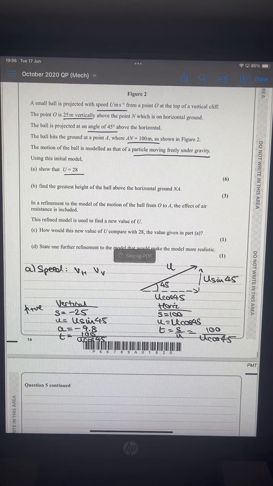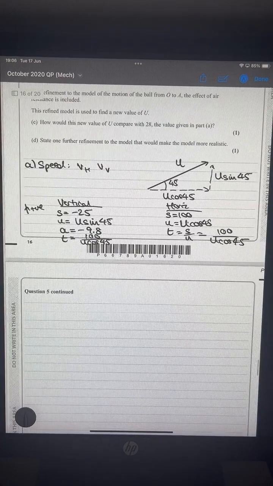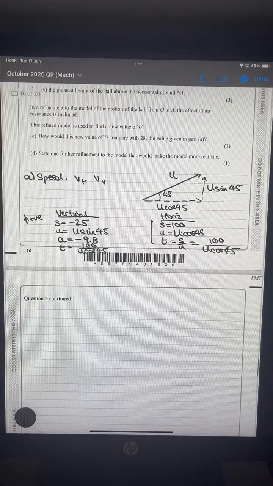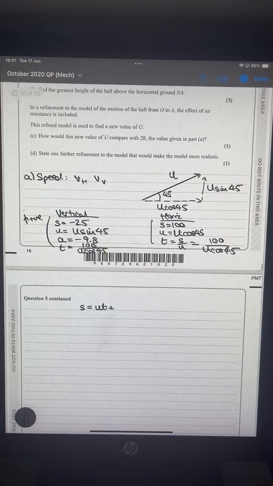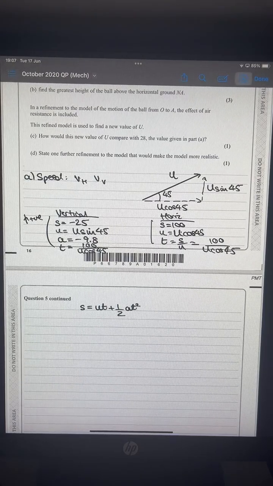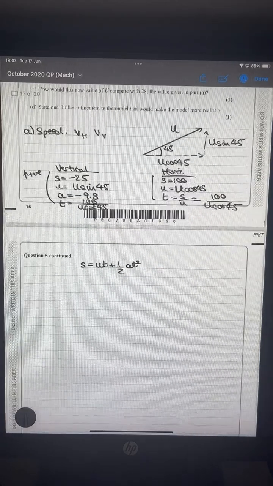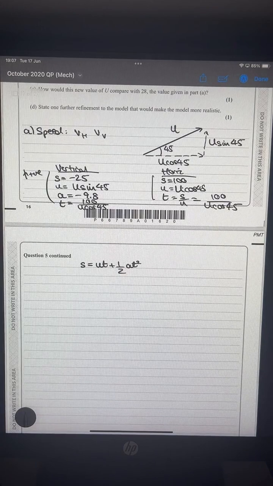Now, where am I going to go from there? I need to show that u is going to be equal to 28. So I have a bunch of values here, and I need to somehow solve. Here, I can't really do anything else because I've just got an unknown there. But with this, I could find an equation that links S, U, A, and T. That's just going to be S equals UT plus half AT squared. That's the equation. So you can see by clearly writing out my vertical and horizontal motions separately, I can see what the next line of working is.